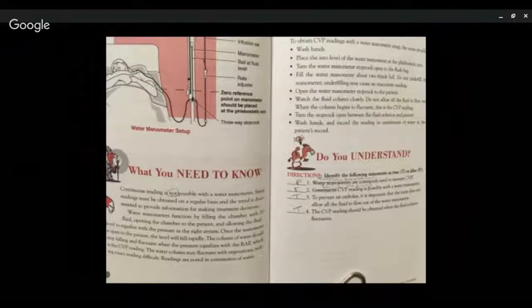That is true. True or false? The CVP reading should be obtained when the fluid column fluctuates. That is true. So remember, do not allow fluid to overflow from the top of the manometer. This overflow will result in contamination. Also, do not allow all the fluid to run out of the manometer, because it can cause an air embolus.